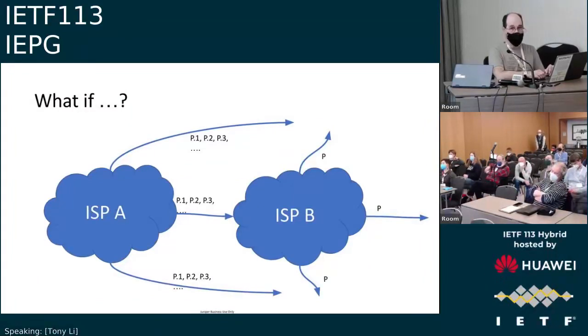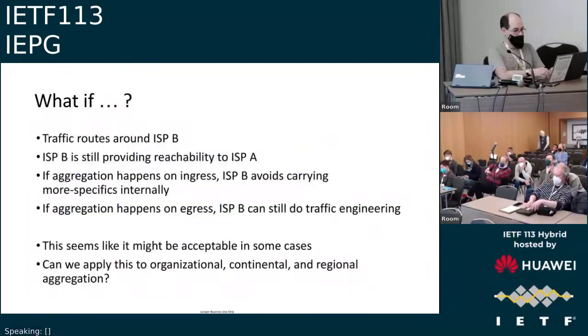What happens if you do this? Well, suppose ISP A is the owner of the abstraction, and he's leaking more specifics all over, and ISP B now does remote aggregation. Well, the traffic is going to follow the more specifics. So ISP B suddenly is going to see a bit less traffic. He's still advertising P, so ISP A is still being served, but traffic is naturally going to flow in the alternate directions. Okay. If you do this, this is not necessarily a horrible thing, not necessarily a good thing.